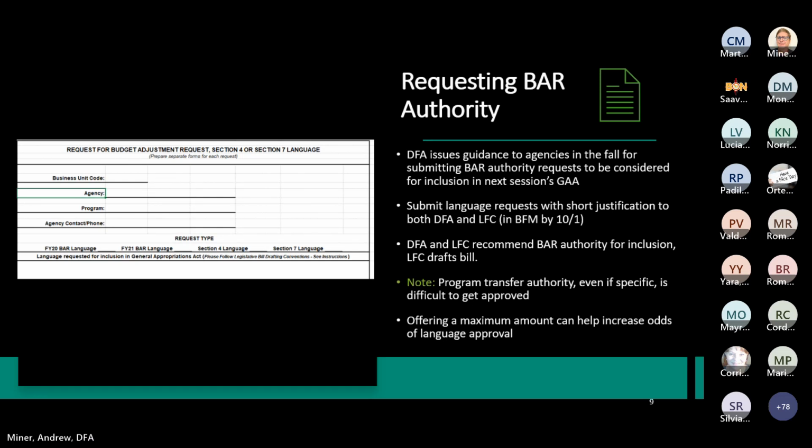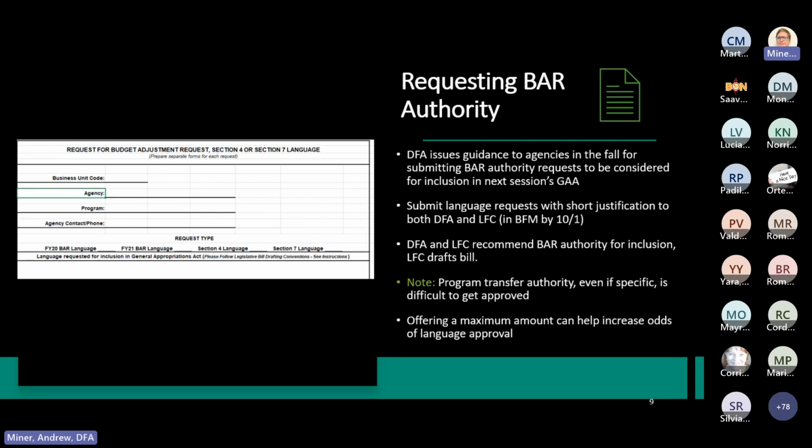So you might think, well, I would really like to have some of this special bar language in subsection E. How do I do that? Here's the process. In the fall, we'll issue guidance to agencies for submitting bar authority requests to be considered for inclusion in the next session's General Appropriations Act. You're going to submit your language requests with a short justification as to why you want them to both DFA and LFC. This year, that'll be done in BFM in our budget system by October 1st.